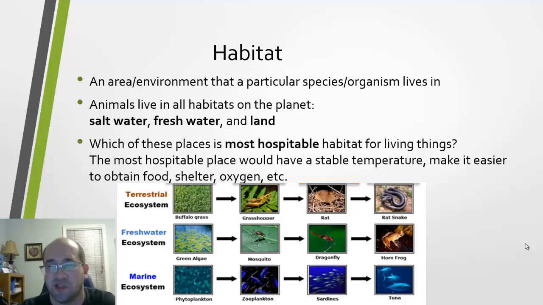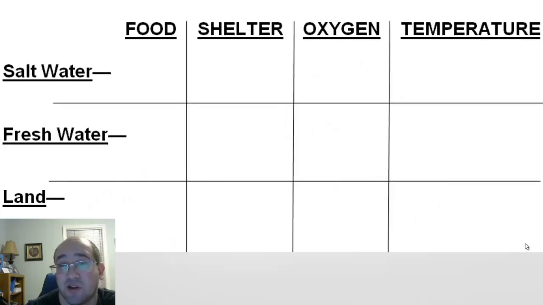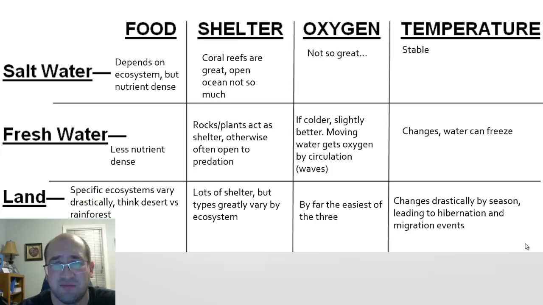The question is, which of these places is most hospitable, the best place to live? For that to be the best place to live, you would want to have a consistent temperature, easier to find food, shelter, oxygen, etc. So we're going to use this little chart here as a way to demonstrate that. And if you just think about it for a second, we live on land, right? So land is obviously the best, except not quite the case.